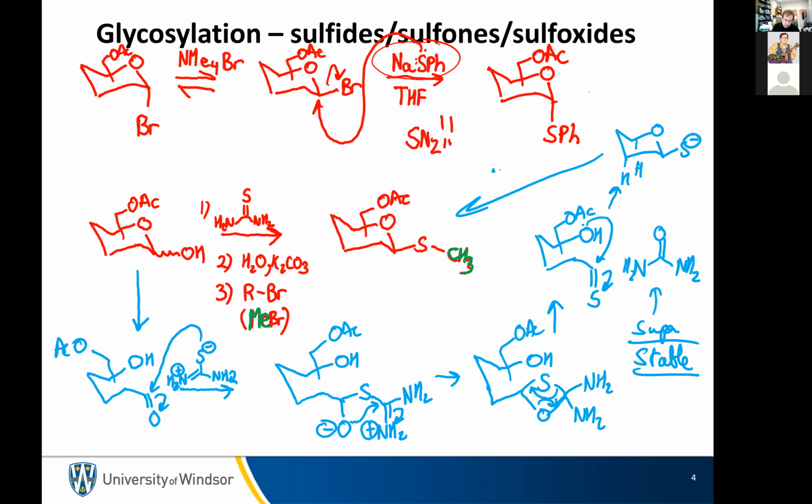So this just reacts with the methyl iodide that you add in the final step, or the methyl bromide. I used bromide, so I'll use bromide here. It doesn't matter, of course, you can use either. And you get your final product.